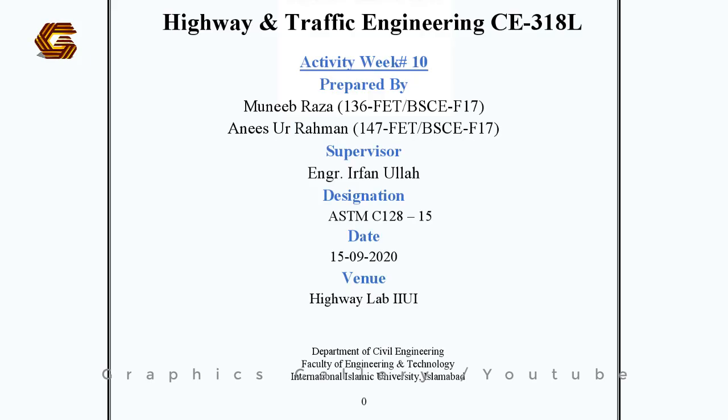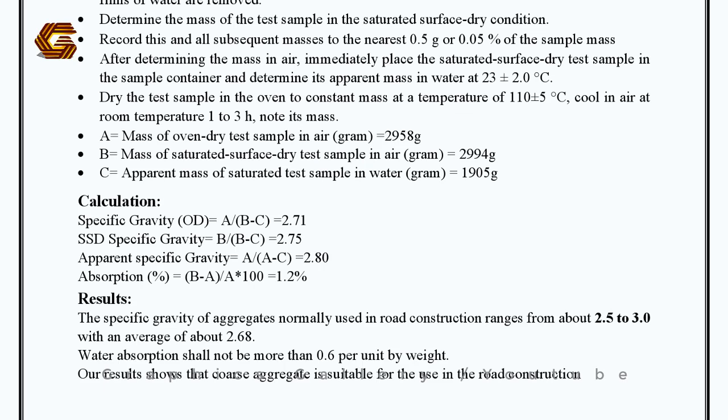Okay, here you can see Highway and Traffic Engineering, CE318L. This is the course code. This is prepared by me and my friend. Here is the supervisor. Here are the designation of the experiment, date, and venue. These things should be mentioned. This is the experiment name: standard test method for relative density and absorption of coarse aggregate. Here are the designation, scope, use, the very precise procedure, and the calculation, mass of oven dry. These are all things. The three masses you have to determine.